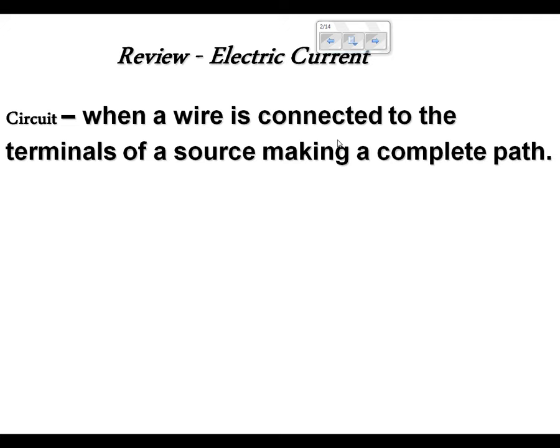Connected to the terminals of a source, making a complete path. Complete path, right? So when we say, like here I have a little light bulb, right? What do I need to make this a circuit? Power source. Yeah, which would be like a battery, right?